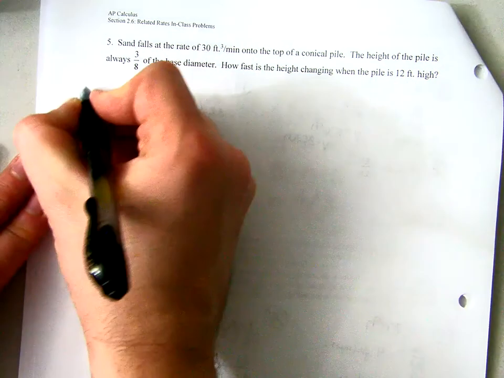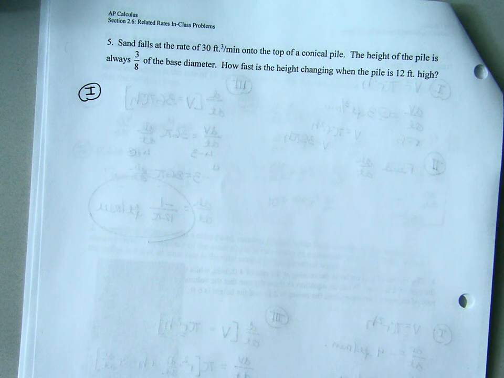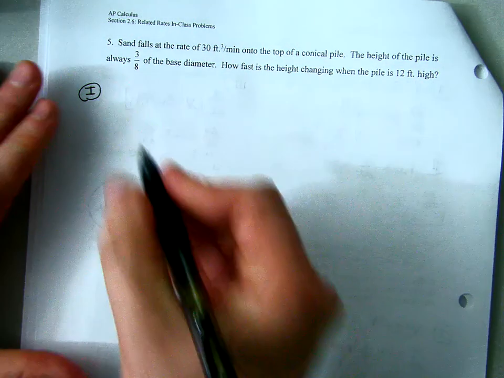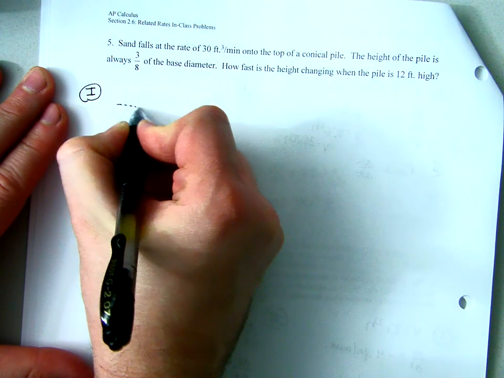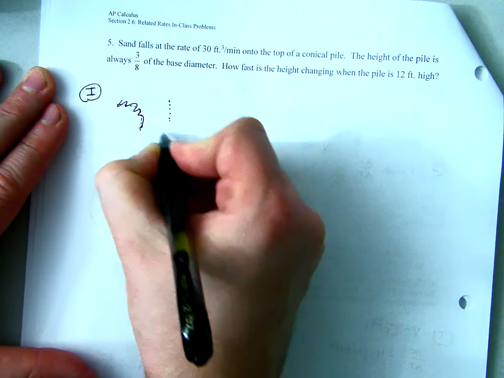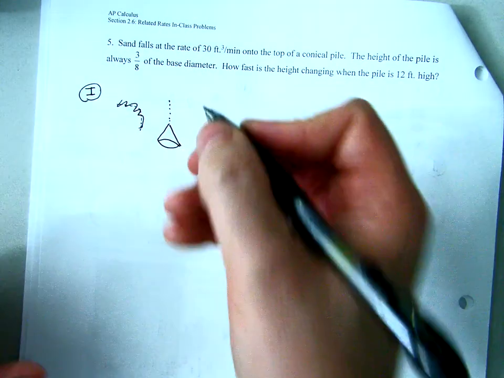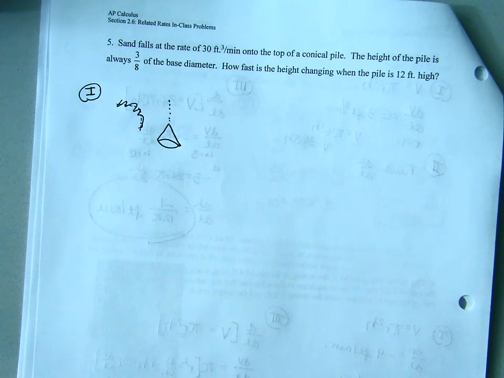Let's see. Sand falls at the rate of 30 feet cubed per minute on top of a conical pile. The height of the pile is always 3/8 of the base diameter. How fast is the height changing when the pile is 12 feet high? So we have sand falling and creating a conical pile. Conical, hopefully we realize, means cone. It's creating a pile in the shape of a cone.